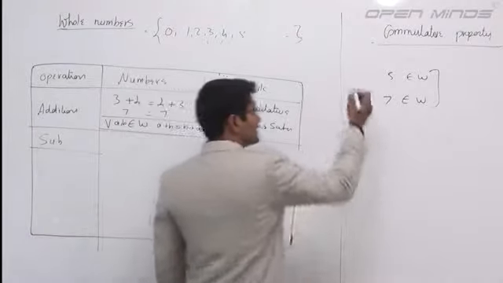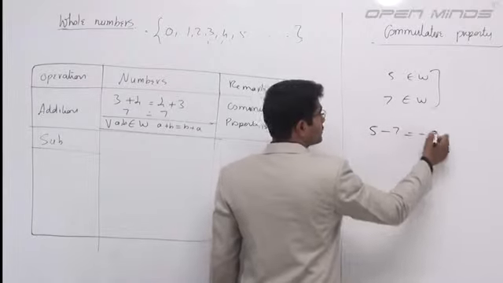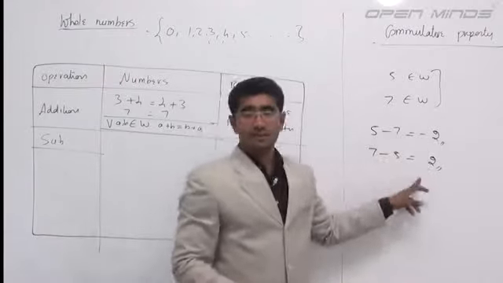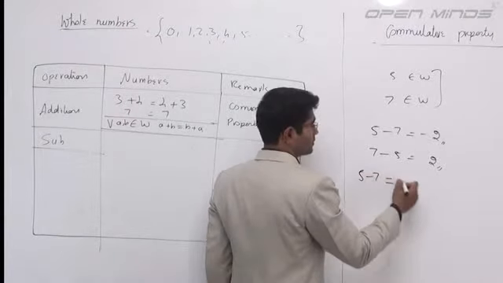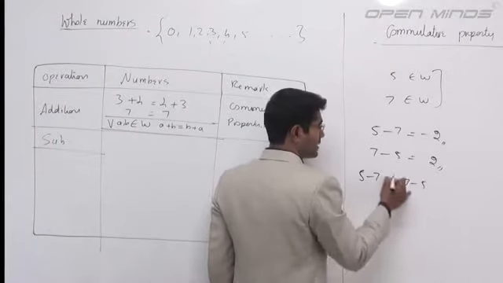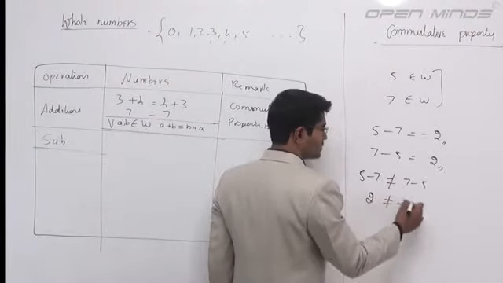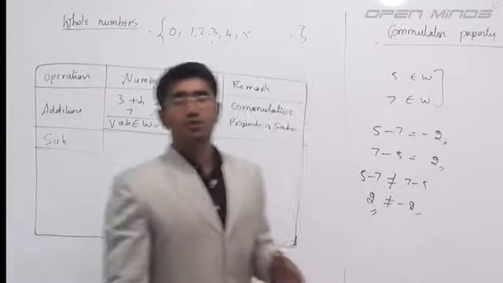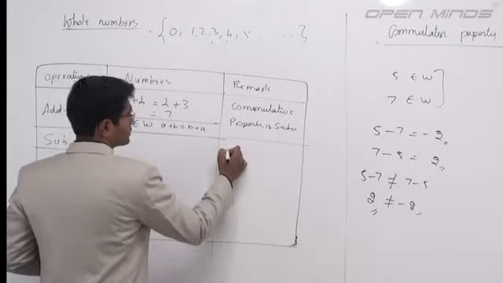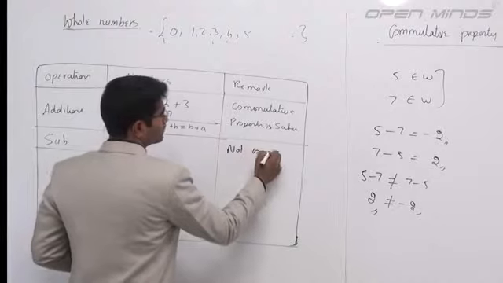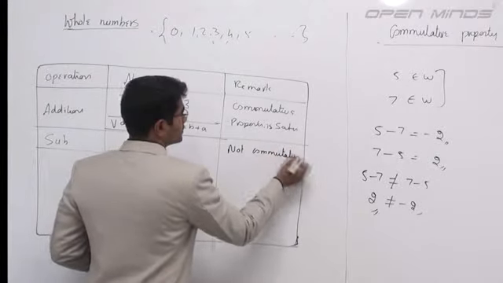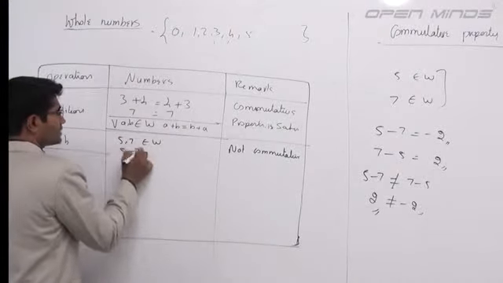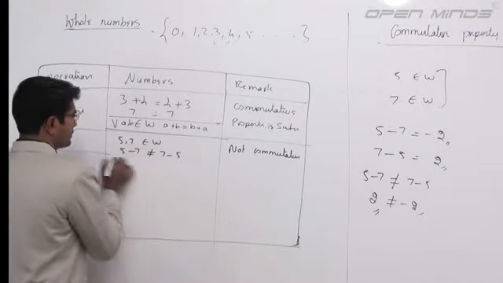Let me take 5 minus 7, that is minus 2, and 7 minus 5 is plus 2. I can see that these two are not the same. So 5 minus 7 is not equal to 7 minus 5. I can definitely say that subtraction is not commutative on whole numbers. If you want to write an example, you can just write 5 and 7 which belong to whole numbers, and 5 minus 7 is not equal to 7 minus 5. That's all about it.